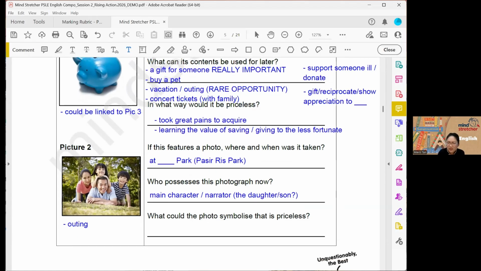What could make this priceless? If you are writing about a photograph, that means something that's tangible. You can hold it, you can frame it up. If you're writing about a photograph, then that's the item that's priceless. But let's say today you're not writing about the photograph, you're writing about the experience. Okay?